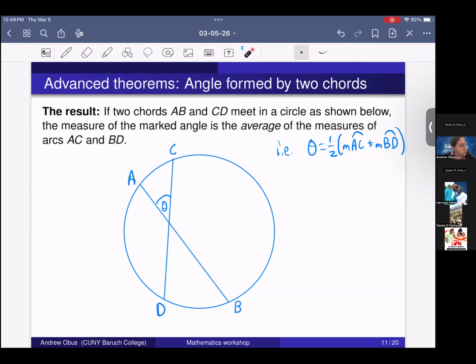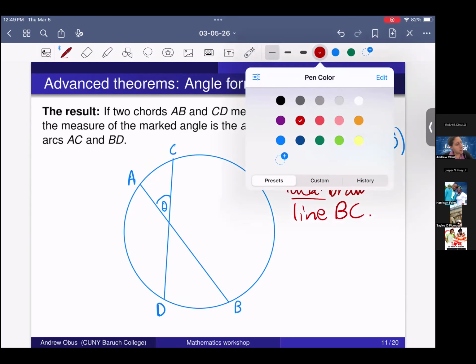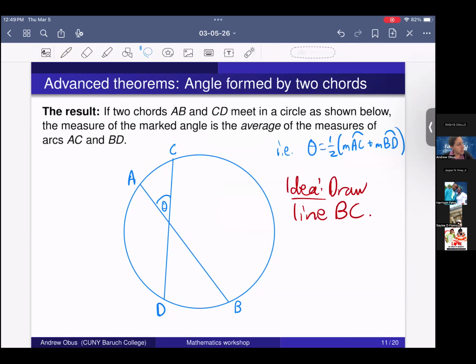And why is this true? I'll do it on the next page, but the idea is to draw the line BC. A lot of times you draw extra lines. I'll show you on the next page why this works. As James writes, it's the average of the measures of arcs AC and BD. So why does this work?